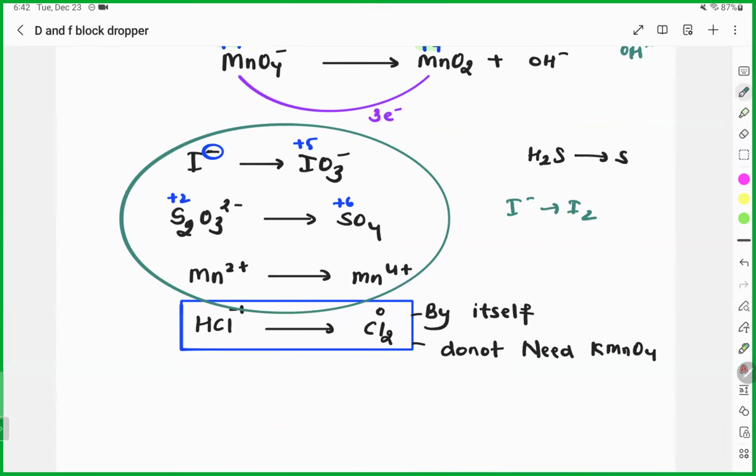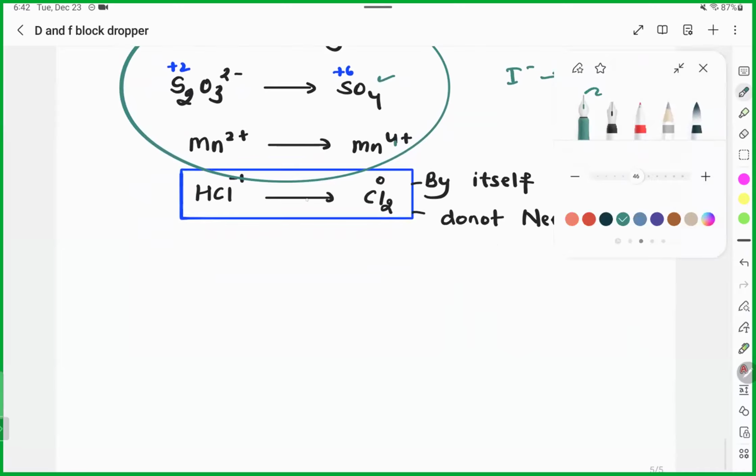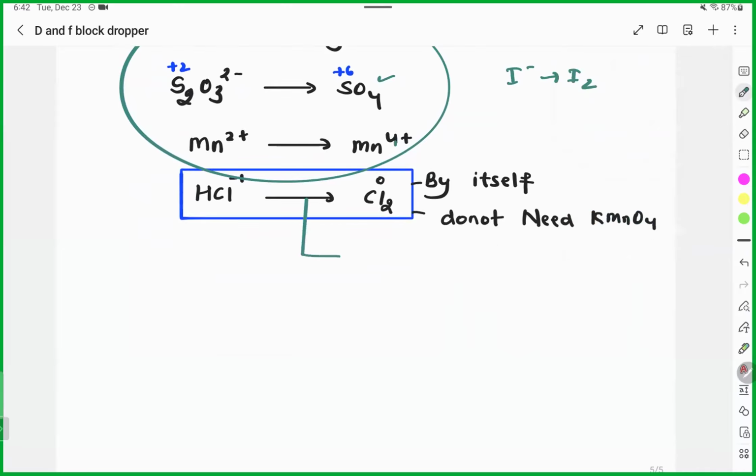Sulfur, where H₂S was converting into S, here goes to sulfate form. And manganese itself can undergo oxidation as well. But for chlorine, you don't need KMnO₄, because HCl itself can convert into chlorine. Sarah, what will be the other product in this situation? And what is the other reaction?